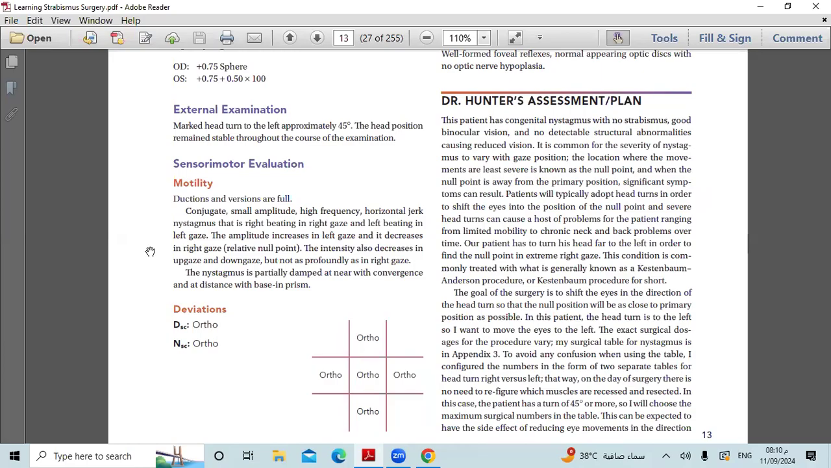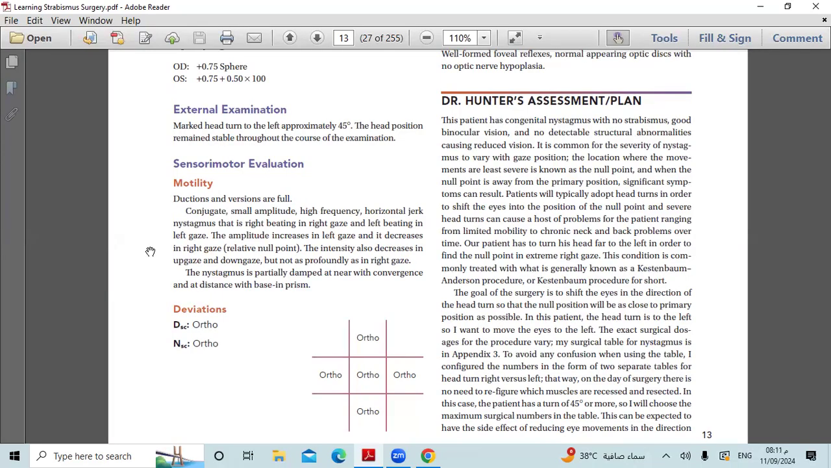Patients will typically adopt head turns in order to shift the eyes into position from the null point, and severe head turns can cause a host of problems for the patient, ranging from limited motility to chronic neck or back problems over time. Our patient has to turn his head far to the left in order to find the null point in extreme right gaze.